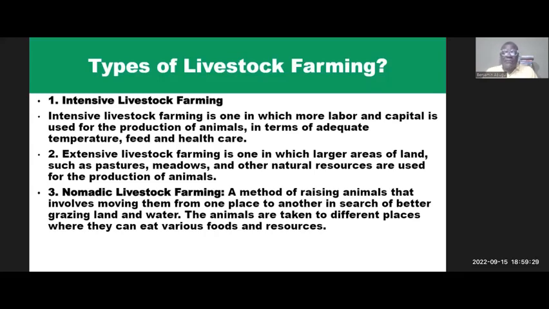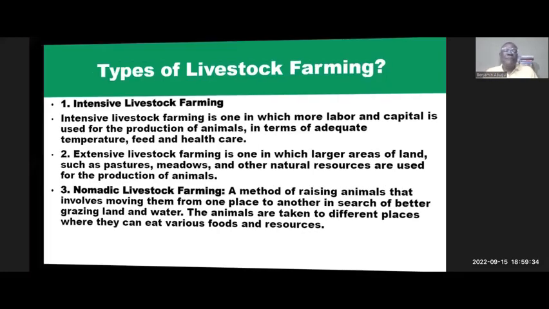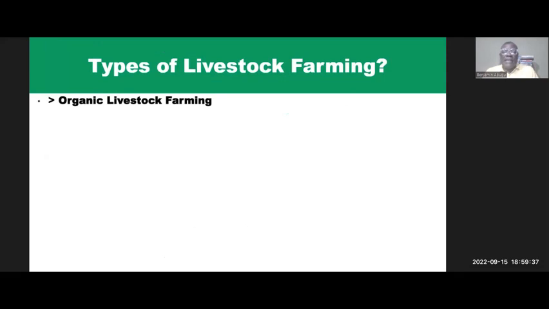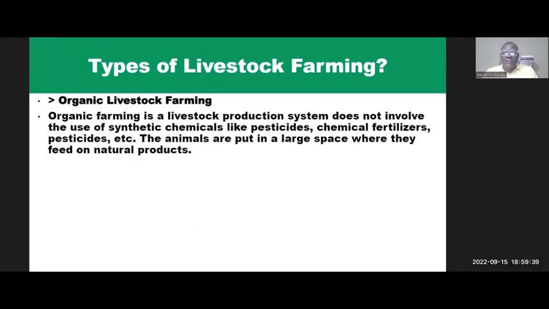The animals are taken to different places where they can eat various foods and resources, okay? Then organic livestock farming is a livestock production system that does not involve the use of synthetic chemicals like pesticides, chemical fertilizers, and so forth. The animals are put in a large space where they feed on natural products.